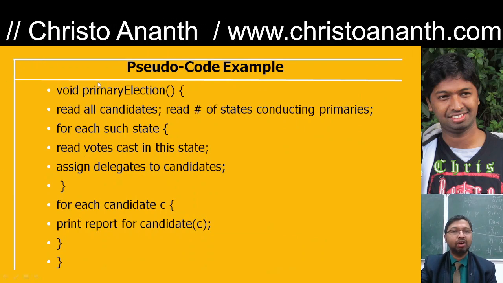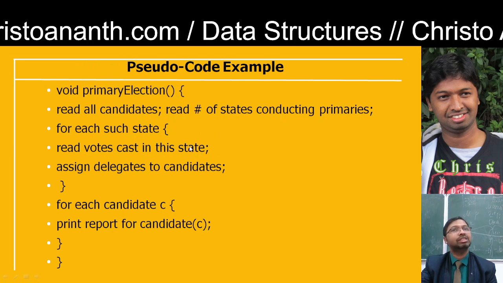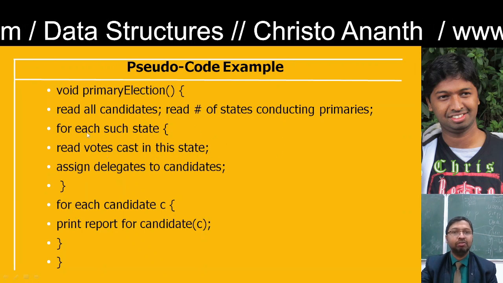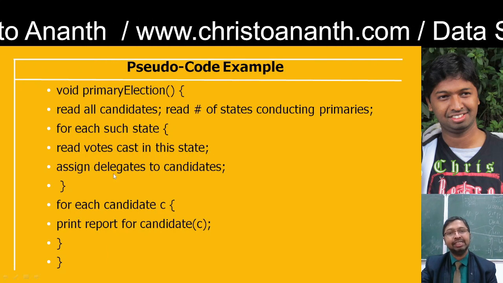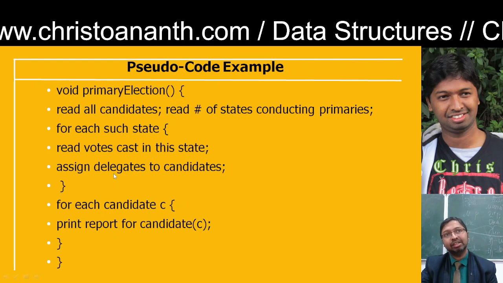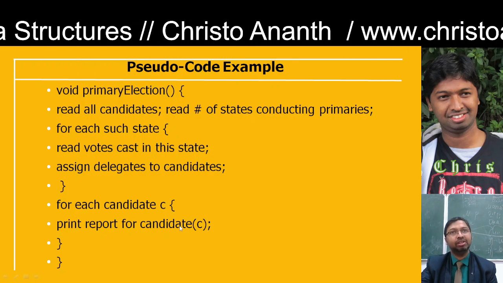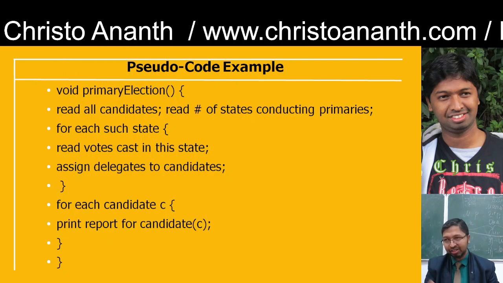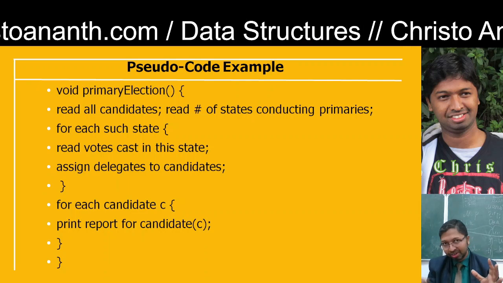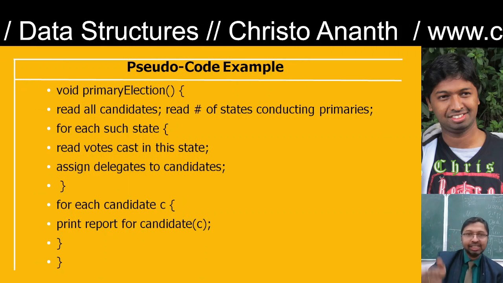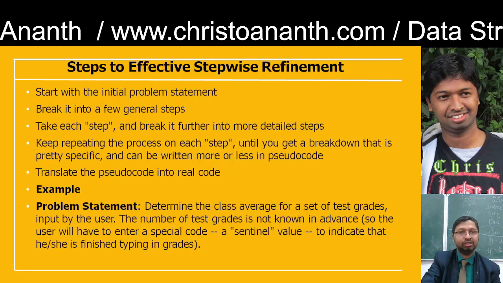So this is an example, void primary election. Read all the candidates. Read the states which are conducting the primaries. For each such state, you read the votes cast in that state. Then assign the delegates to the candidates. And for each candidate, print the report. What are the candidate details? Details like photo, ID card, date of birth, everything you are storing. Again, whom they have cast the vote for, their favorite leader. That also is being read.